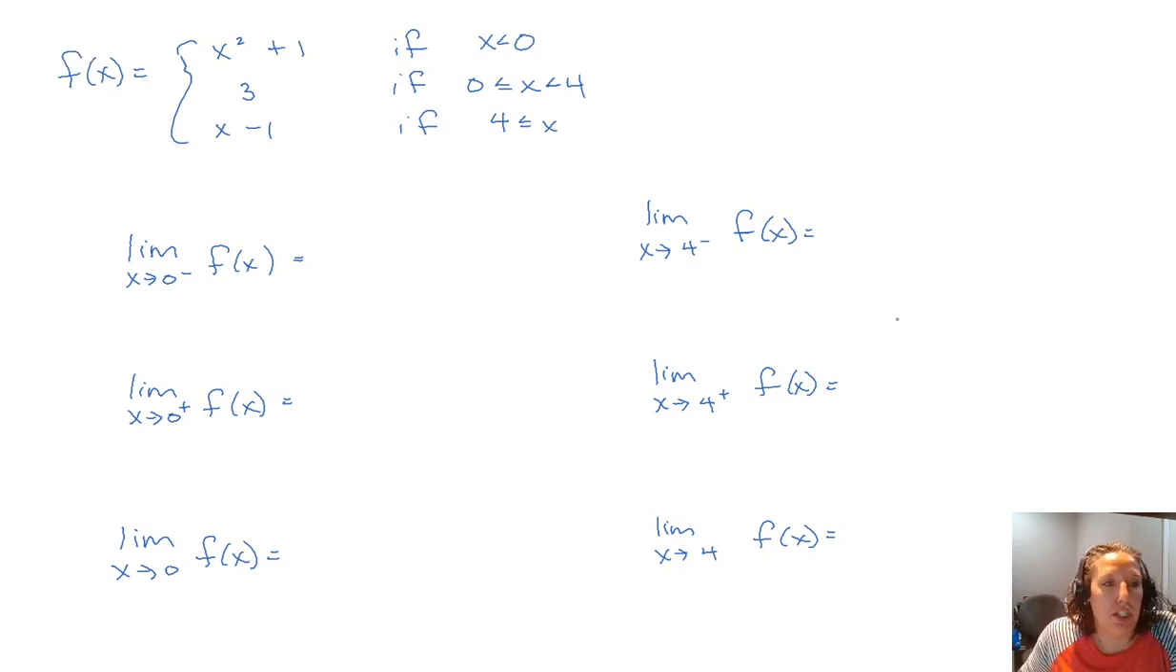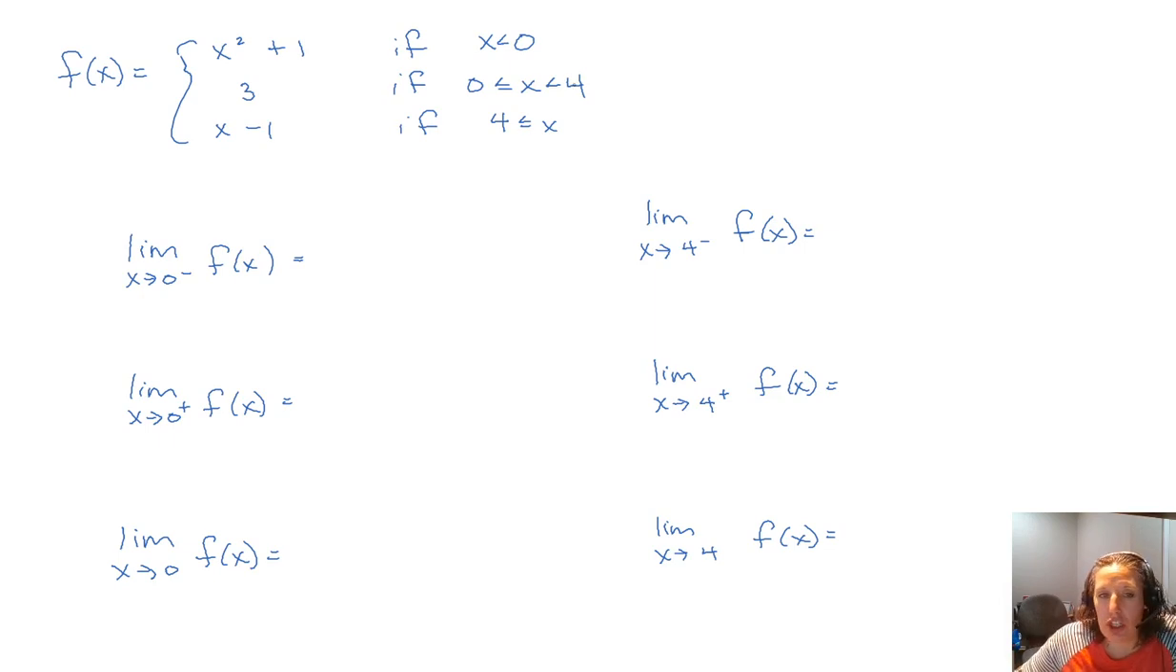In this video, we're going to look at finding the limit of a piecewise function. So we have a piecewise function: f of x equals x squared plus 1 if x is less than 0, f of x equals 3 if 0 is less than or equal to x is less than 4, and f of x equals x minus 1 if 4 is less than or equal to x.